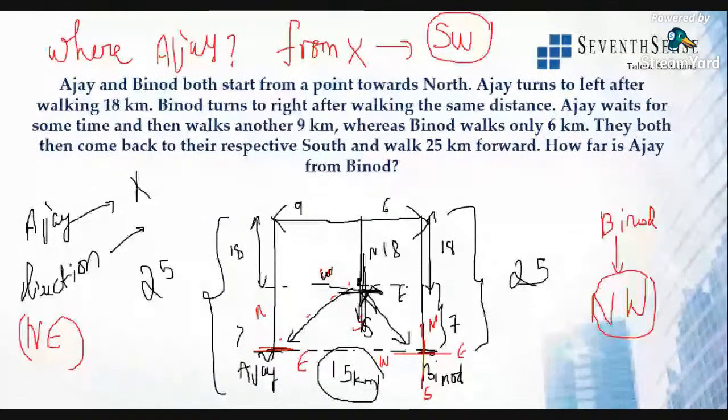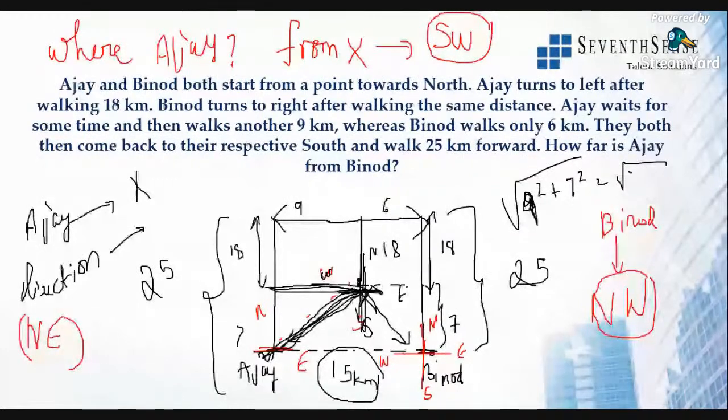Now, if you want to go ahead with the distance between Ajay's end point and starting point, it will be square root of 9 square plus 7 square. This distance is 9 and this is 7. So this is nothing but square root of 81 plus 49, which is root of 130.